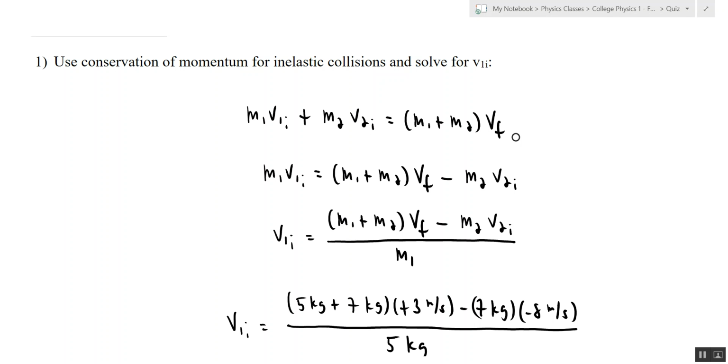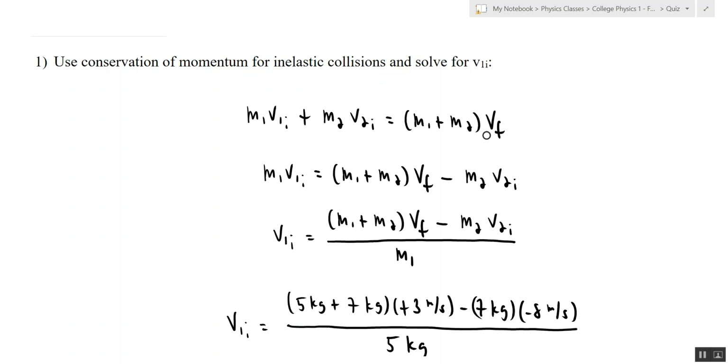So they're stuck together, so they behave like one mass, which is m1 plus m2 after they collide, moving at some velocity vf. So this is the final momentum after they collide, which is written on your equation sheet, and that's basically how inelastic collisions always work.